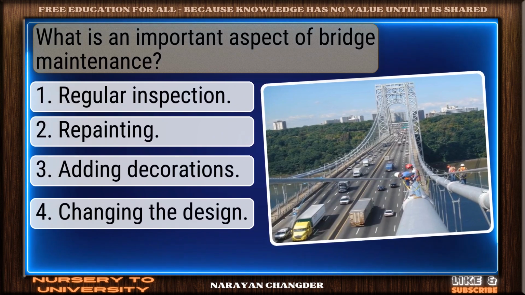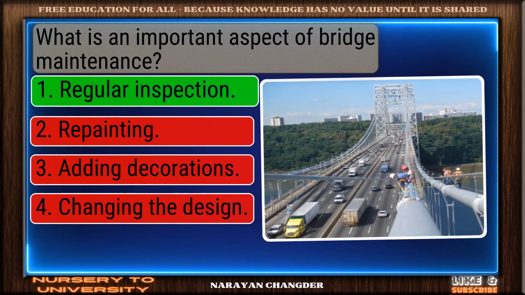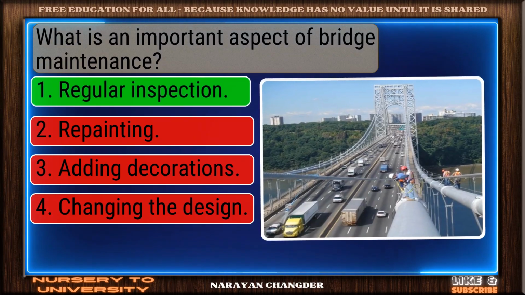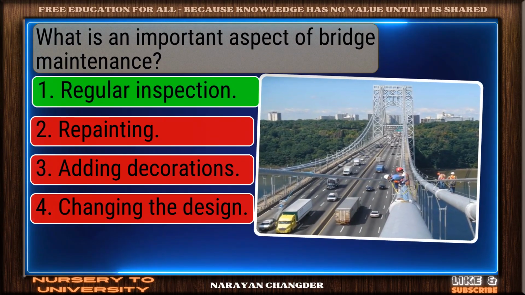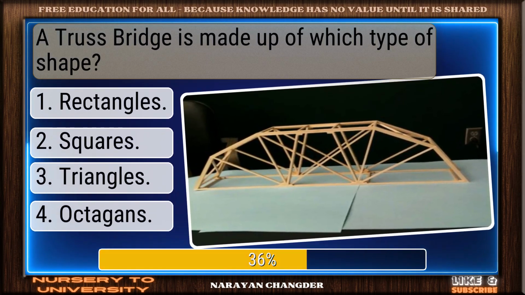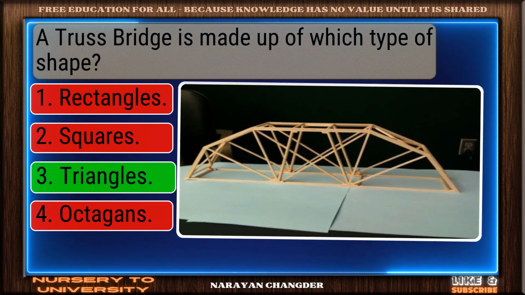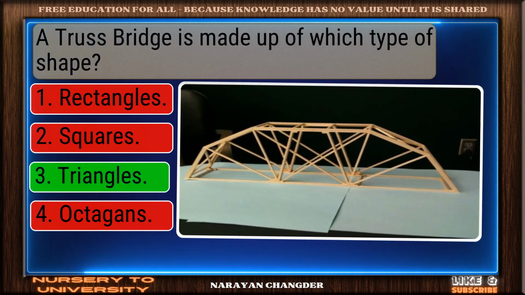What is an important aspect of bridge maintenance? Perfect. Regular inspection is the correct choice. A truss bridge is made up of which type of shape? Excellent choice. Triangles is the right answer.